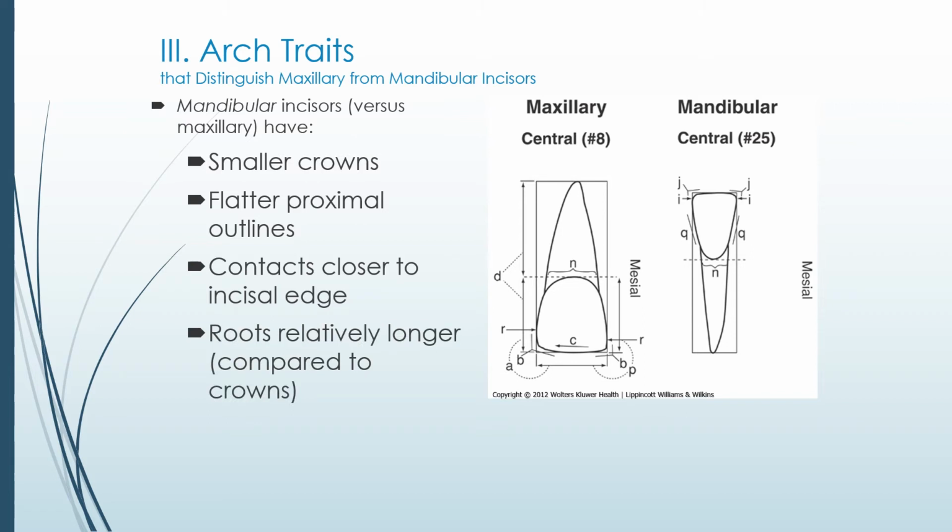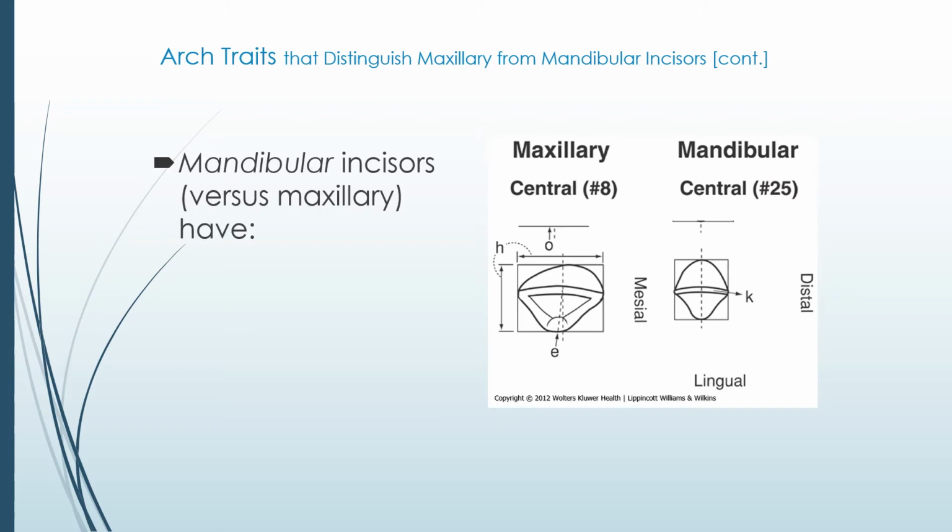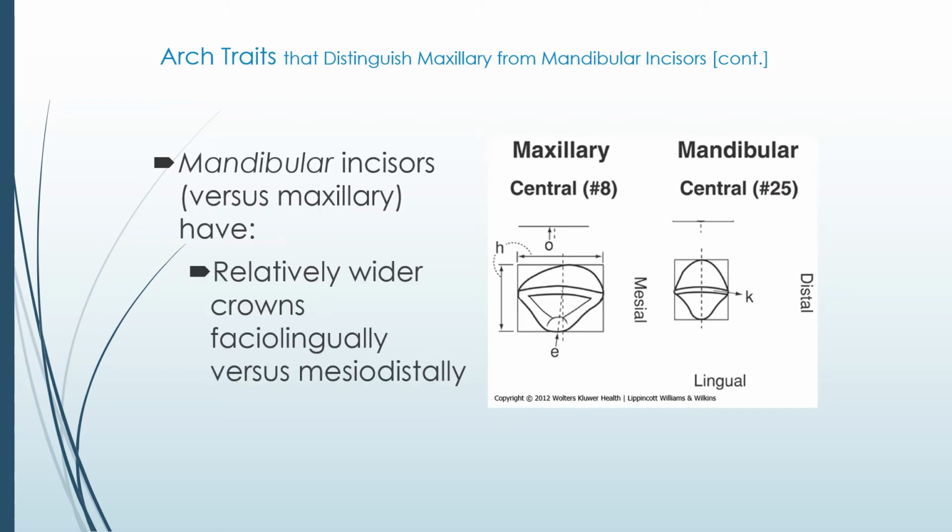The roots appear to be relatively longer as compared to the crowns, but the maxillary central incisor has a root which is longer than the mandibular central incisor. Now, if we compare the arch triads from the labial aspect, we also see that they have relatively wider crowns faciolingually. Now, what does that mean?